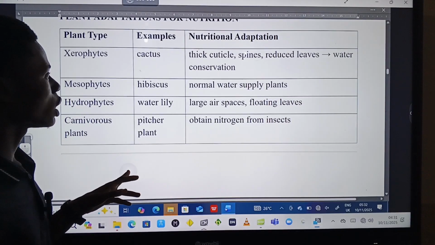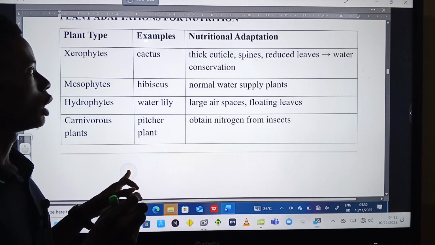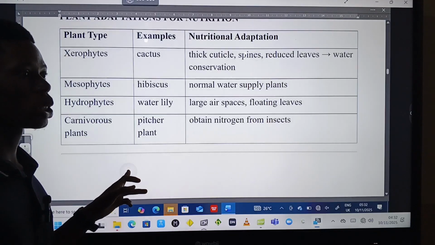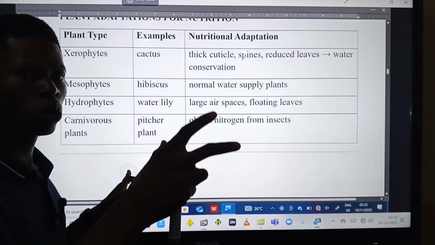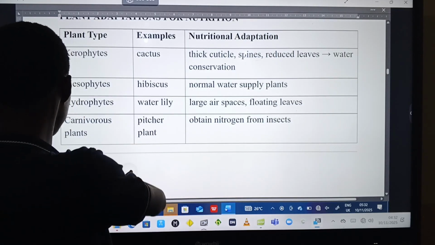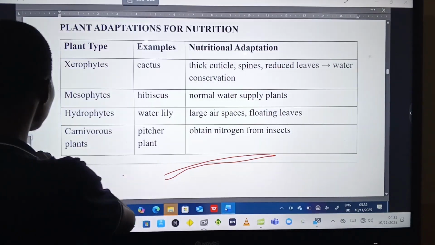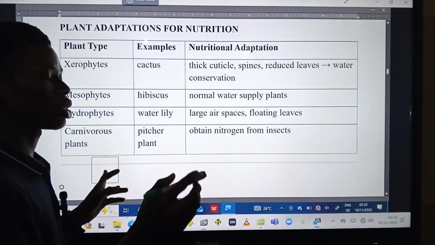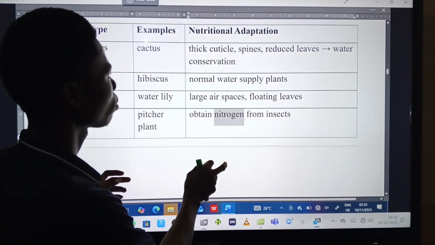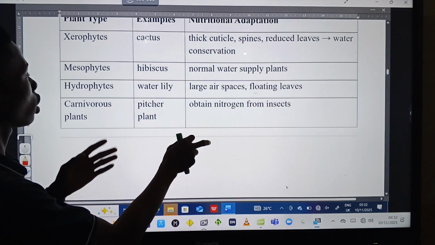To conserve water, since they don't have water, they will have a thick cuticle, and their leaves are reduced to spines. If you observe desert plants, you notice that they don't have broad leaves, because the broader the leaves, the more water is given off. So their leaf is reduced to a spine, a small leaf, so that it will reduce the rate of transpiration, the rate at which water is going out. And that leaf too is covered with a waterproof-like substance. This is done to ensure water conservation.